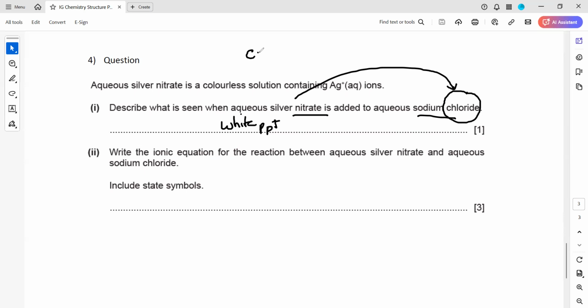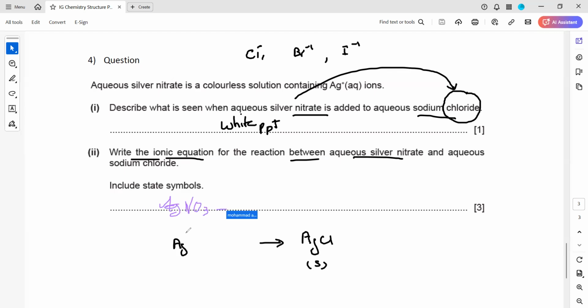You have to remember these ions: if a chloride ion is there, white. If a bromide ion is there, I'm not saying bromine, bromide ion, cream. And if it is iodide, it will be yellow. Write an ionic equation for the reaction between silver nitrate and aqueous sodium chloride. So we need an ionic equation. We want to write the formation of silver chloride. The solid silver chloride is formed by the reaction of a silver ion and a chloride ion.